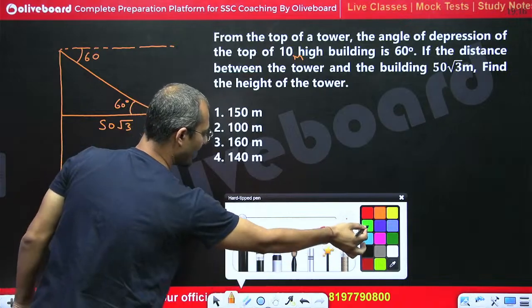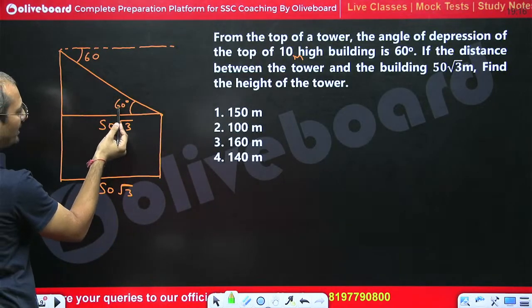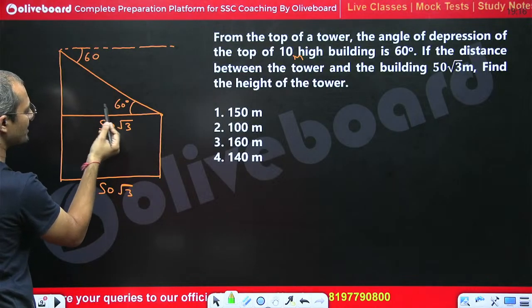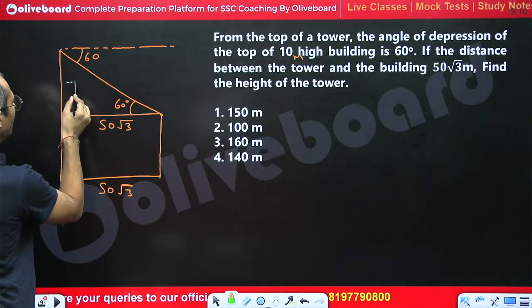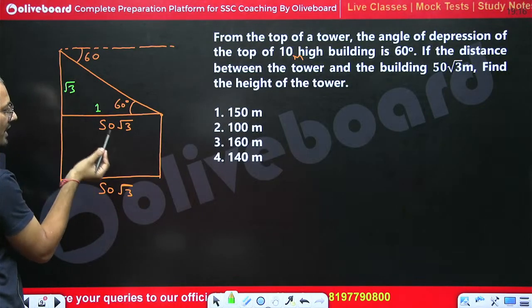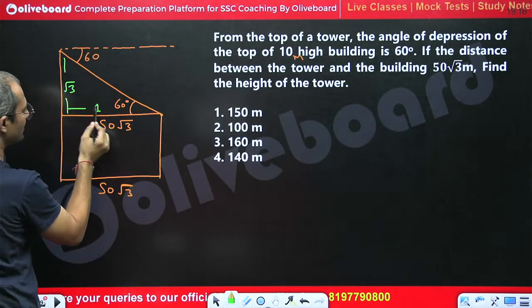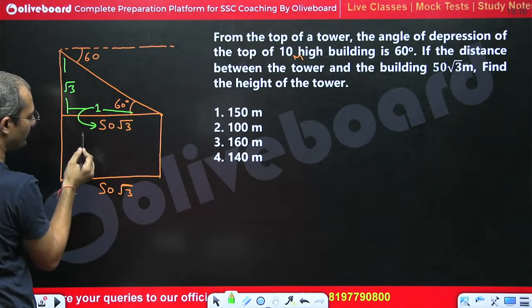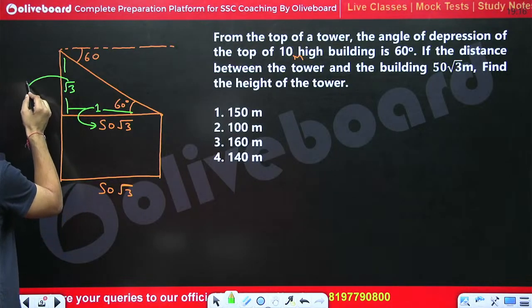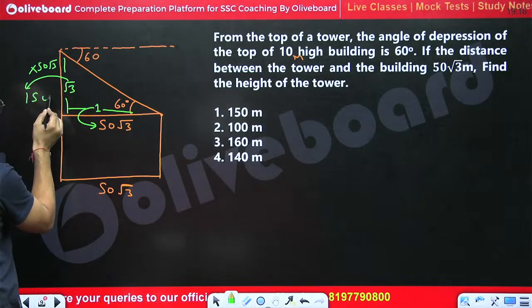So we can say that if we apply tan 60, it would be equal to √3:1, right? So this would be √3 and this is 1. So 1 is equal to 50√3. Then the value of √3 would be equal to 50√3 times √3, so this would become 150 meters.